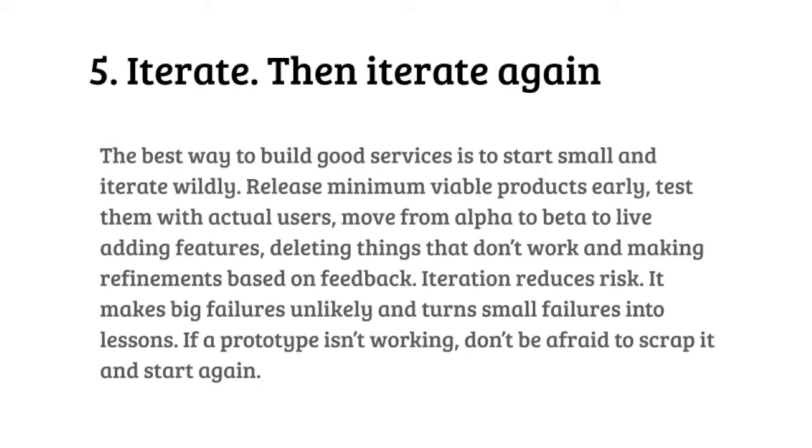Number 5. Iterate. Then iterate again. The best way to build good services is to start small and iterate wildly. Release minimum viable products early, test them with actual users, move from alpha to beta to live, adding features, deleting things that don't work, and making refinements based on feedback. Iteration reduces risk. It makes big failures unlikely and turns small failures into lessons. If a prototype isn't working, don't be afraid to scrap it and start again.